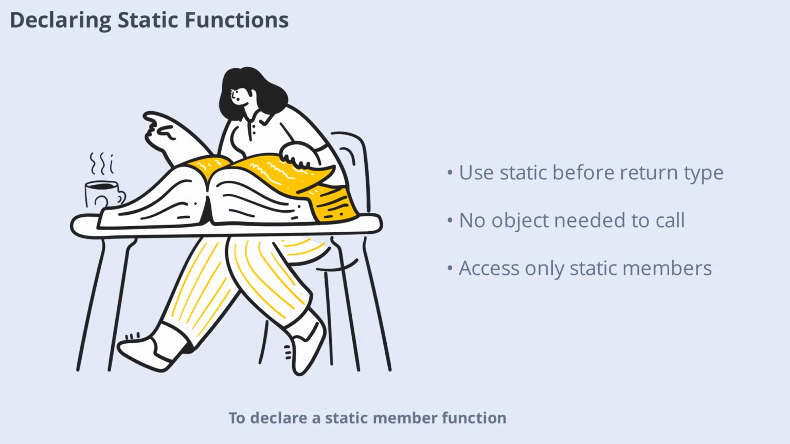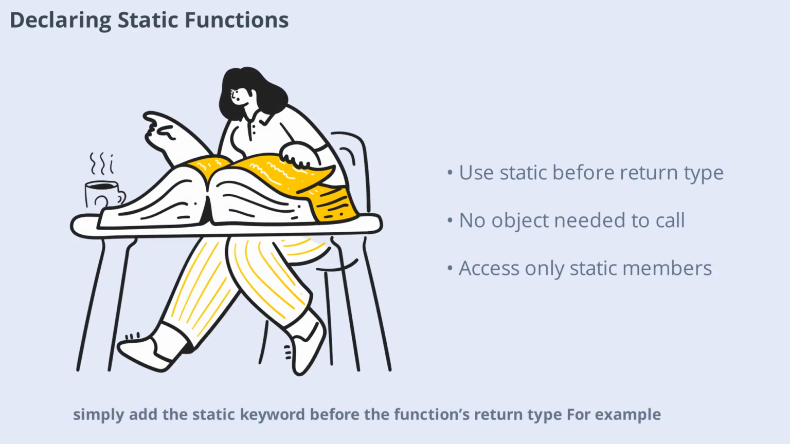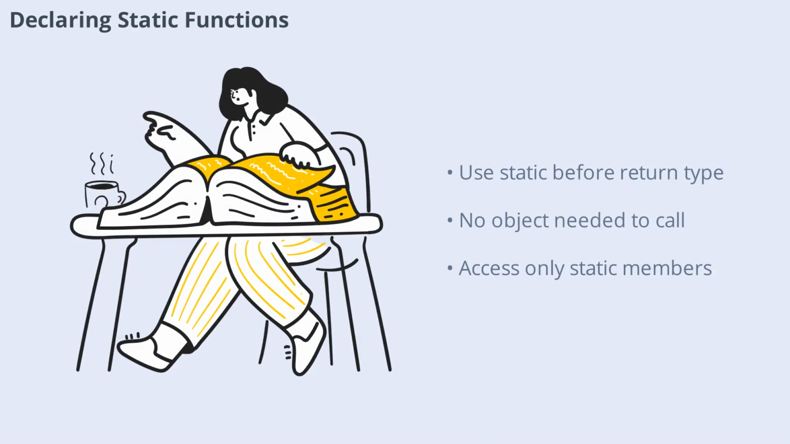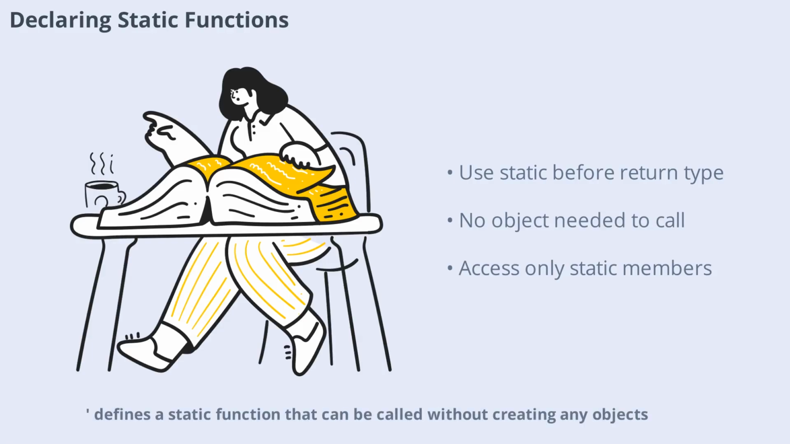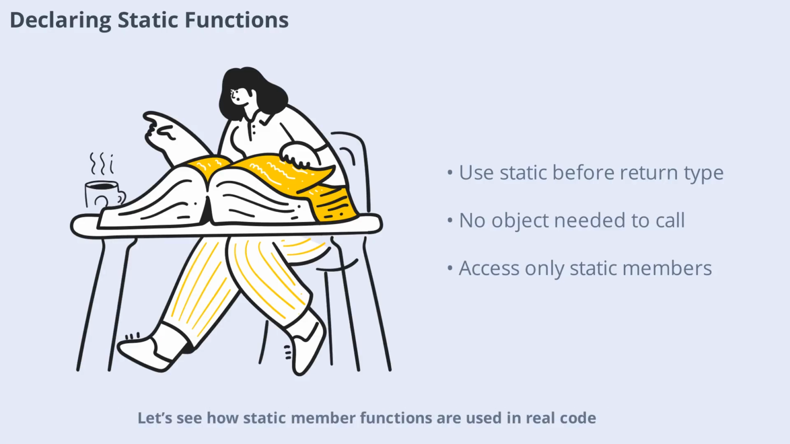To declare a static member function, simply add the static keyword before the function's return type. For example, static int getCount defines a static function that can be called without creating any objects. These functions are useful for accessing or modifying static data members, or for performing operations that don't depend on object-specific data. Let's see how static member functions are used in real code.